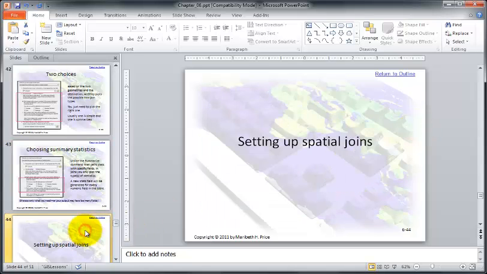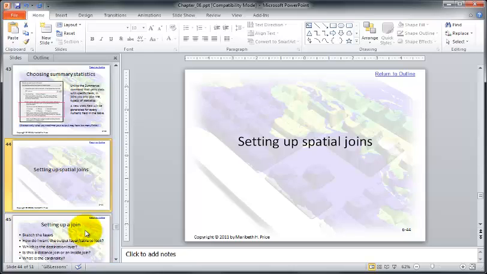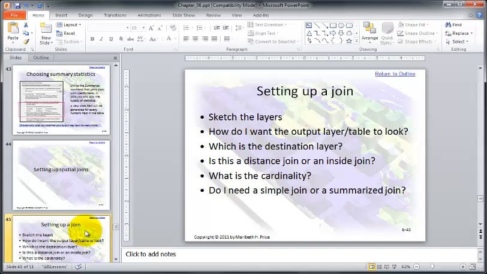Summary statistics I'm going to skip because we don't use them. Setting up spatial joins. Sketch the layers. How do I want the output layer or table to look? Which is the destination layer? Is this a distance join or an inside join? And what is the cardinality? Do I need a simple join or a summarized join?